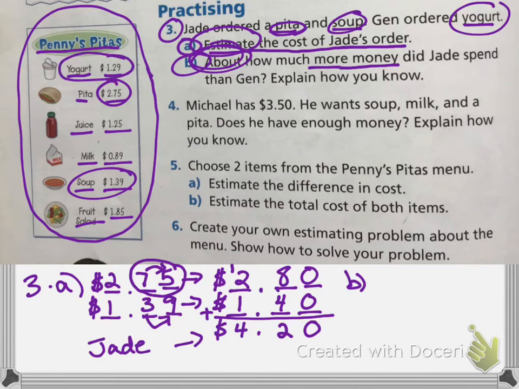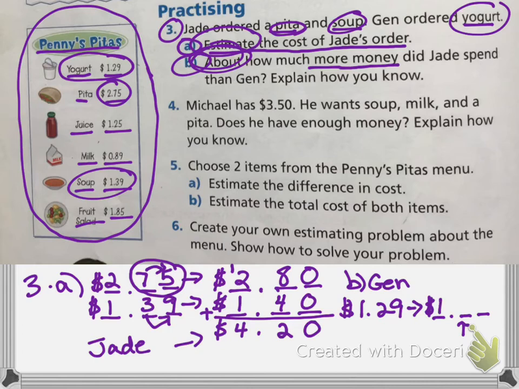Yogurt costs $1.29. But we have to do the same thing with both numbers. We can't estimate one and not estimate the other. So we need to estimate for Jen. Okay, and she ordered yogurt, which was $1.29. We have to estimate that the same way that we estimated Jade's order, so to the dimes. So I would like you to pause the video and estimate that to the nearest dime or tenth.